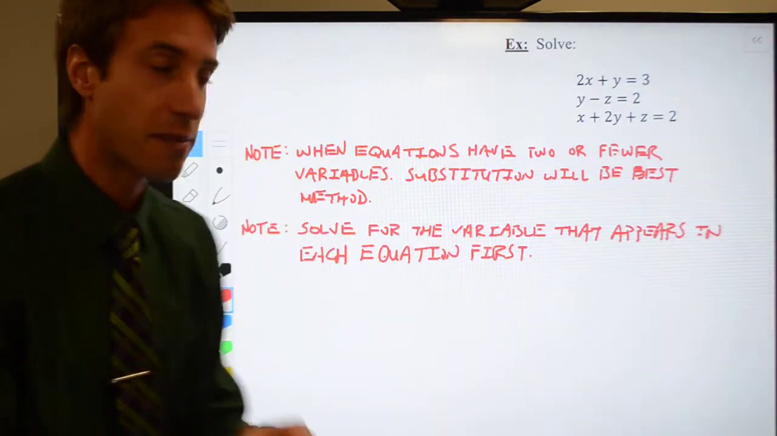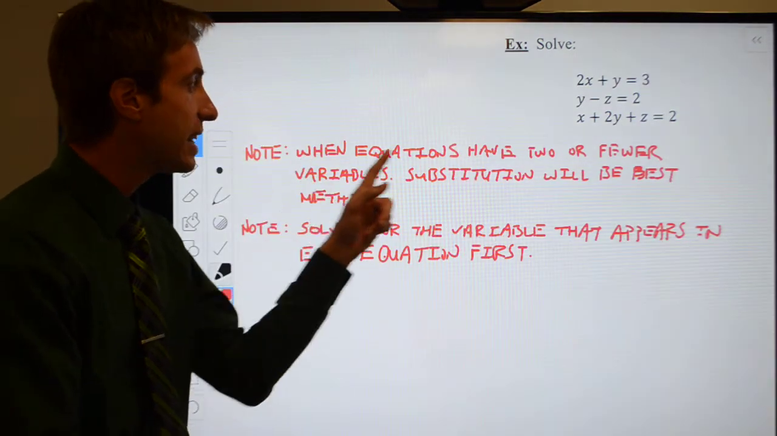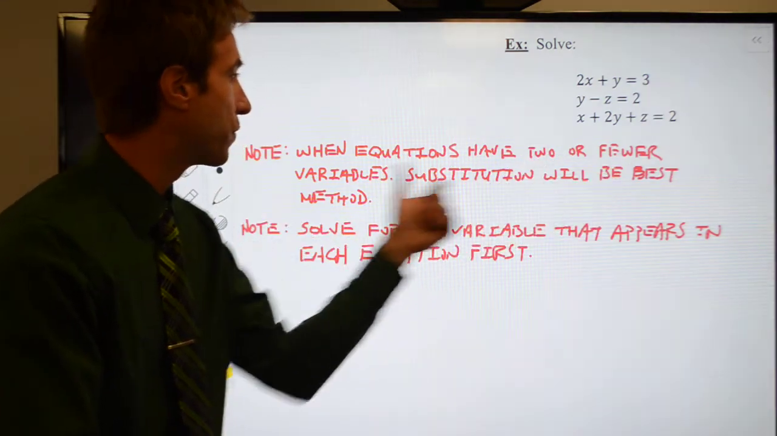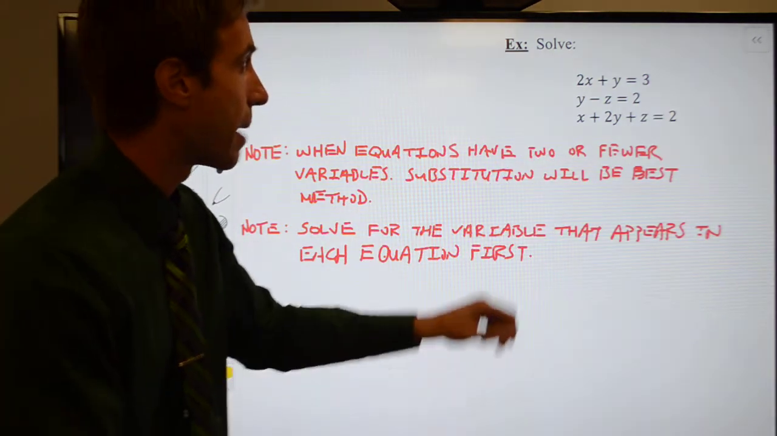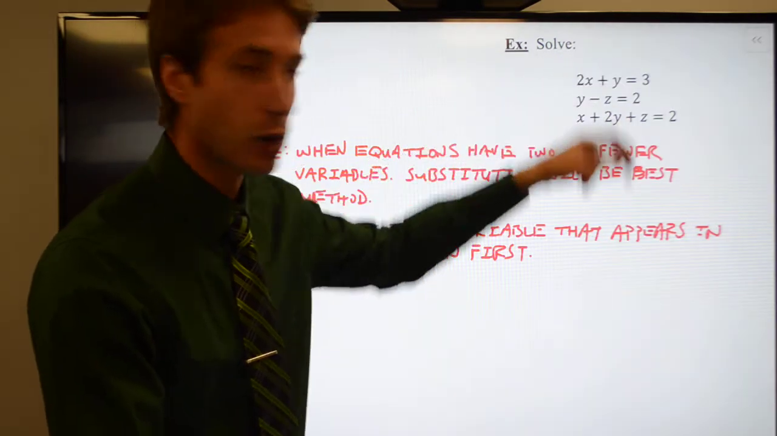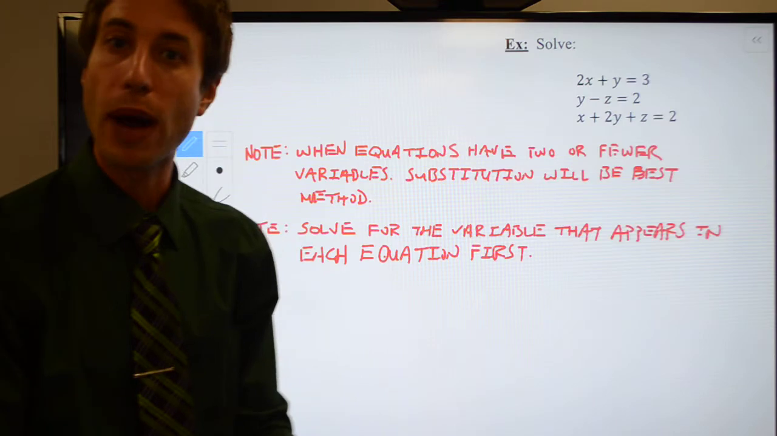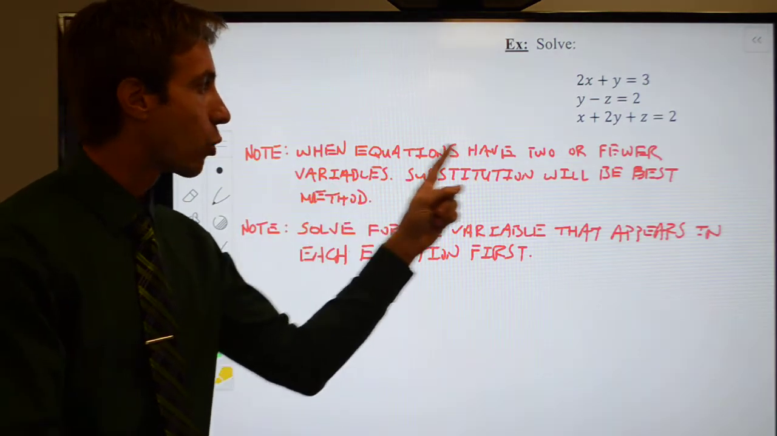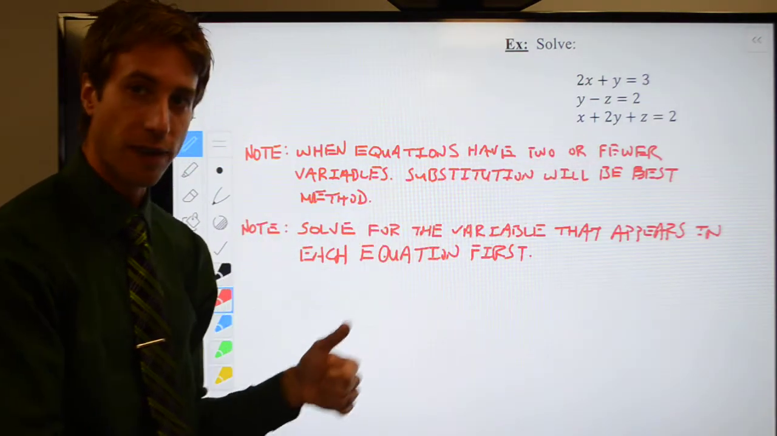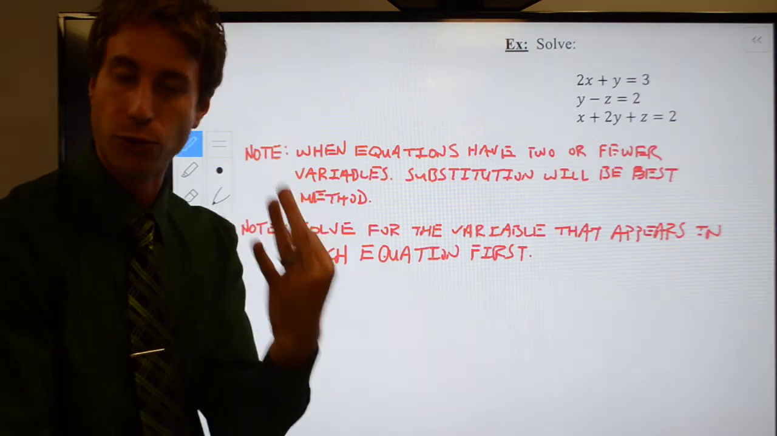So the first note that I made for you is this. When the equations have two or fewer variables, here's what I mean by that. The first equation has an x and a y, but there's no z. And the second equation has a y and a z, but there's no x. That's what I mean. When you have equations that have two or fewer variables, it doesn't have all three. It's missing somebody.